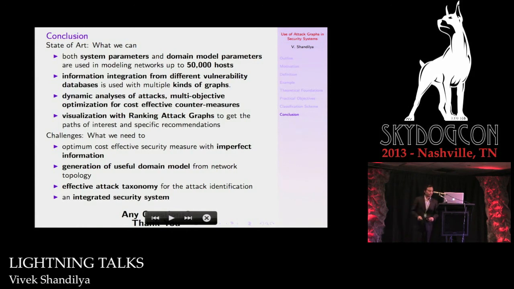But what are the challenges? The optimum cost-effective security measure with imperfect information is yet to be achieved. Generation of a useful domain model from the network topology is to be done, and an effective attack taxonomy for attack identification, and an integrated security system based on this has to be developed. This is what we are actually working on, which is going into 2 major papers. It is a collaboration with Mr. Chris Simmons of Lipscomb University and my advisor, Dr. Sajjan Shiva, who is the chair of the Department of Computer Science at the University of Memphis.